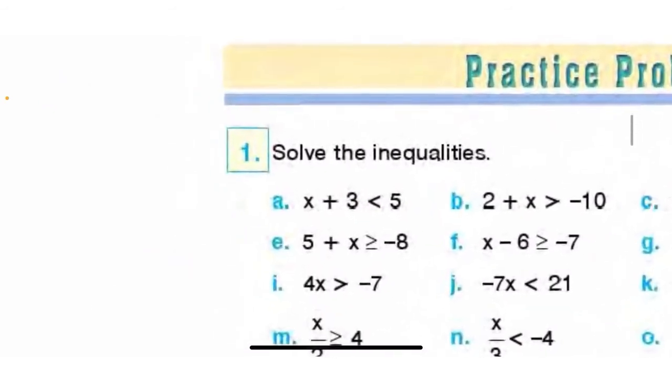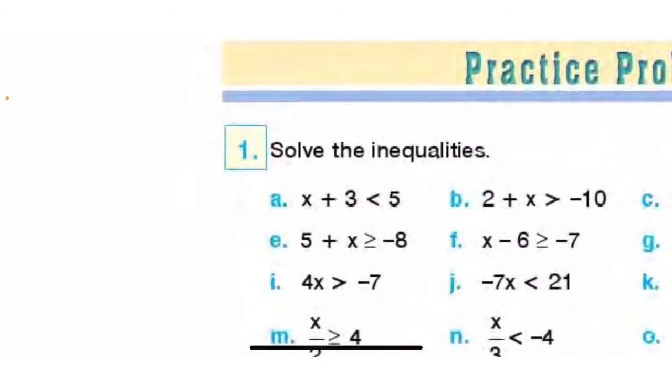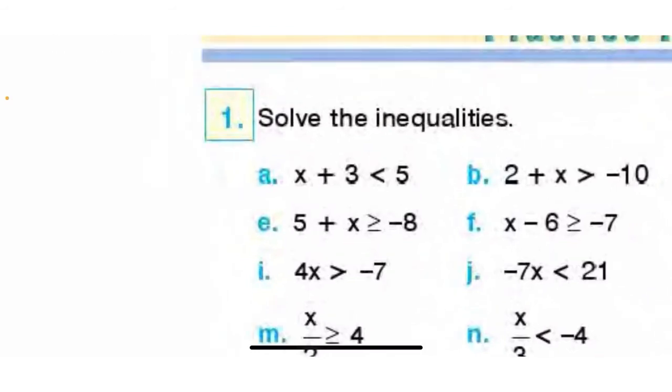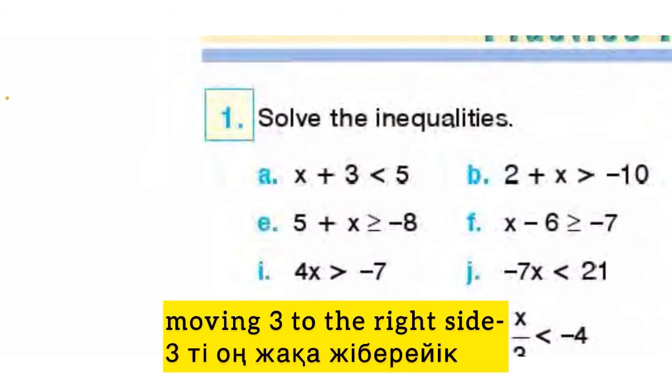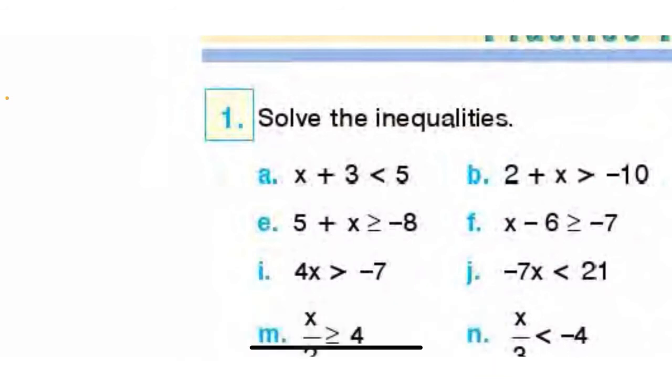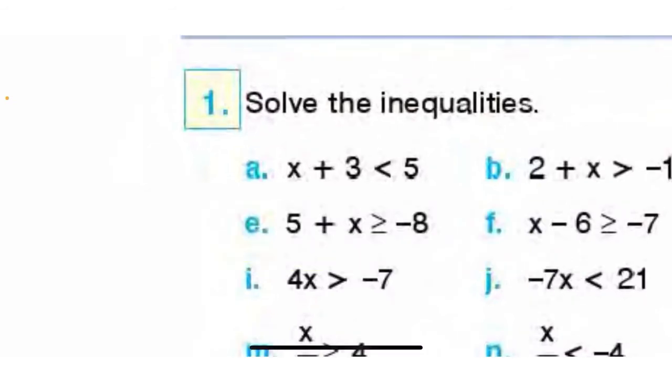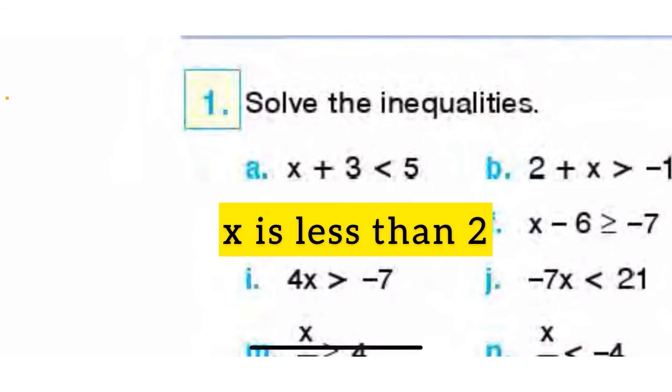Now I'm going to solve this first inequality here. x plus 3 is less than 5. The next thing that I'm going to do is move 3 to the right-hand side of the inequality. So x is less than 5 minus 3. 5 minus 3 gives us 2, so x will be less than 2.